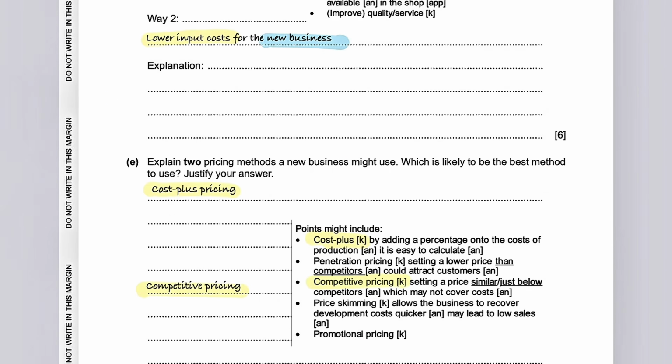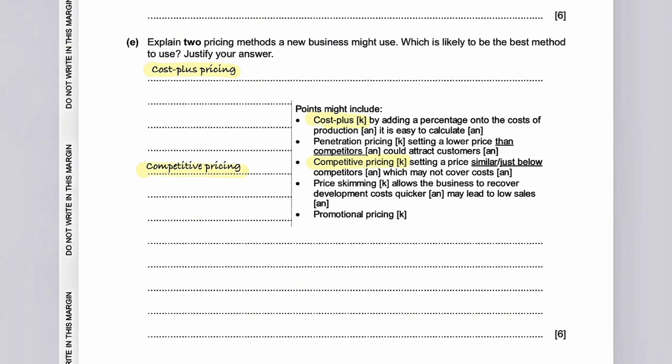Moving on to question E. Explain 2 pricing methods a new business might use. Which is likely to be the best method to use? Justify your answer. For this question, we cannot use the same strategy as for question C and D as there are no application marks. In turn, we'll just have to settle for 2 knowledge marks.